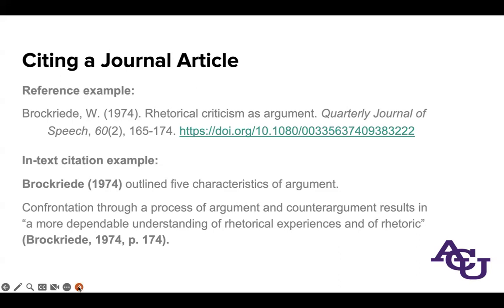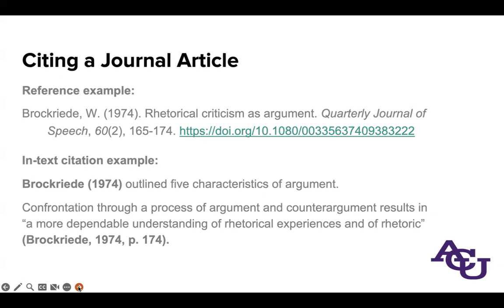It's by Brock Reed. So just as we did for the textbook reference, we put the author's last name followed by a comma and the first initial. Next, we again put the year of publication in parentheses. For a journal article, you only need the year, even if the journal provides other publication information for the date. After the year, we put the title of the article in sentence case. So remember, sentence case means we capitalize only the first word of the title and subtitle and any proper nouns or adjectives. Here we just have a title. We don't have a subtitle and we don't have any proper word forms, so we just capitalize the R at the beginning of rhetorical criticism as argument.